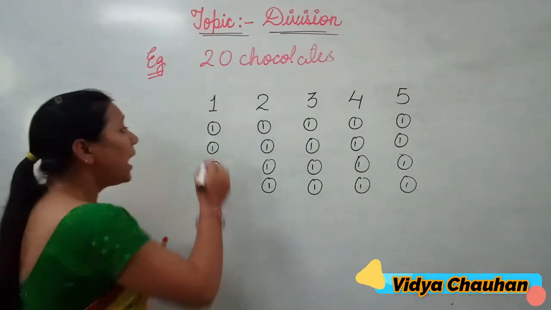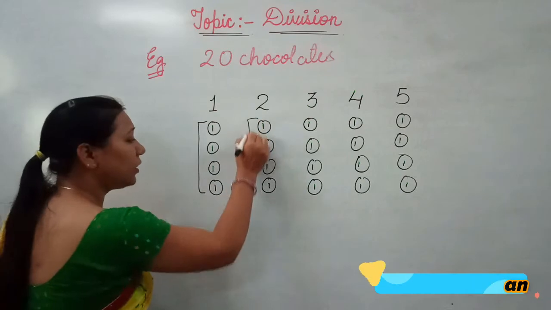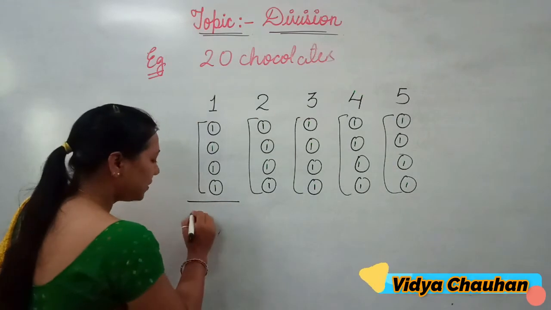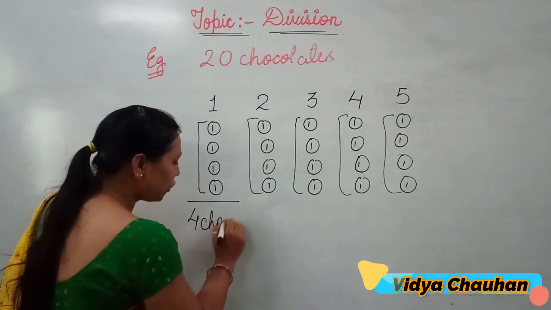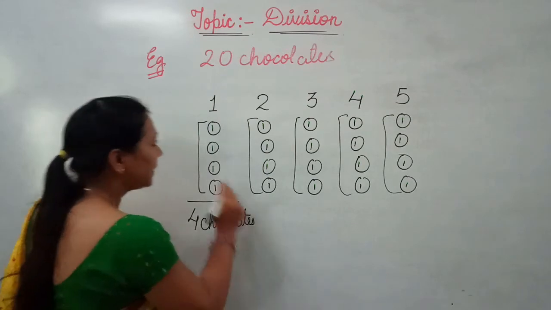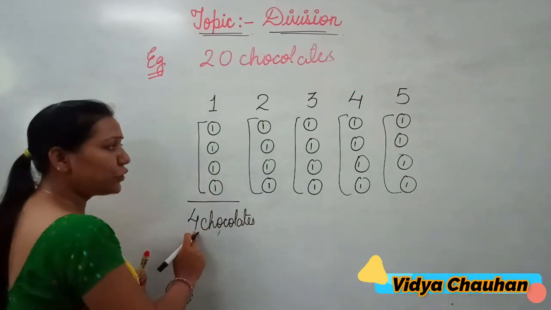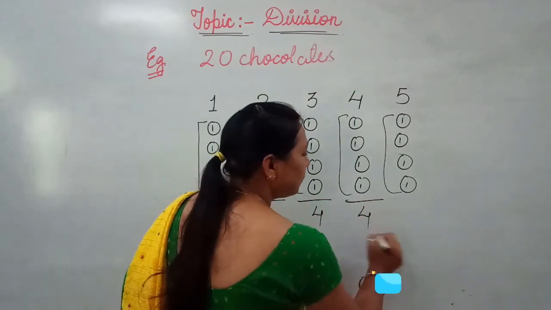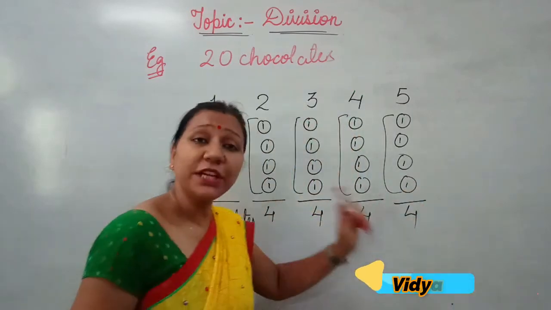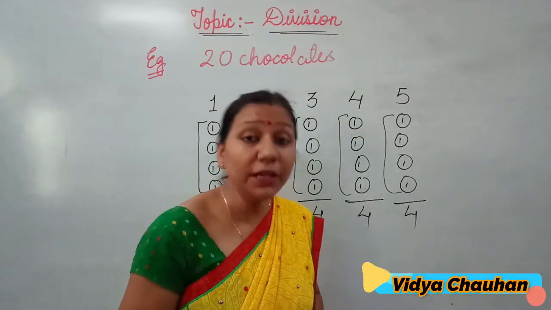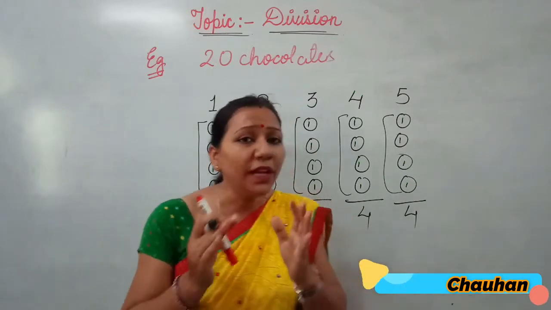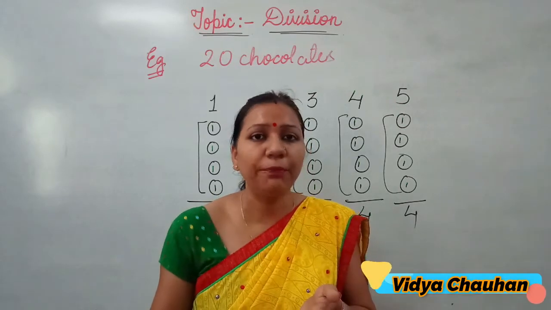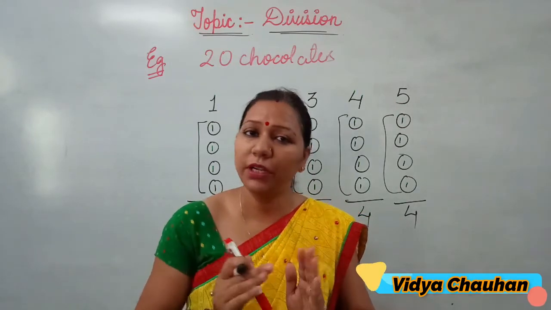So in that case, how much did each child get? What is the total that each child got here? Every child here got 4 chocolates. Can you count it? 1, 2, 3, 4. First child got 4 chocolates. Similarly, second also got 4 chocolates. Third one also got 4 chocolates. Fourth also got 4 chocolates, and fifth child also got 4 chocolates. Right children? So this is the concept of division. When we have to share anything equally among a number of people, we use the concept of division.